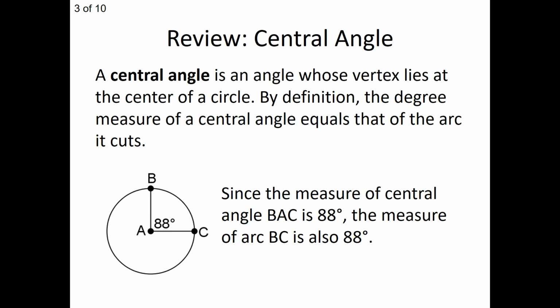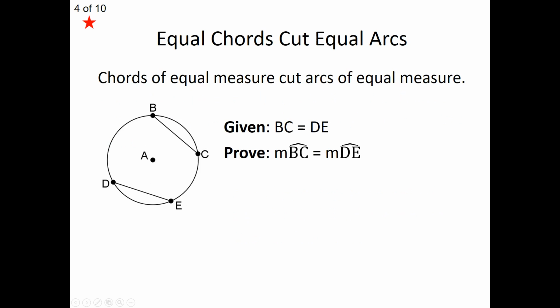What we also proved in the last lesson, 9.2, is that if we're given two central angles that are of equal measure, then we know they cut arcs of equal measure as well. And that's one of the theorems we're going to reference in one of our first proofs today. Let's dive into one of our very first theorems today.